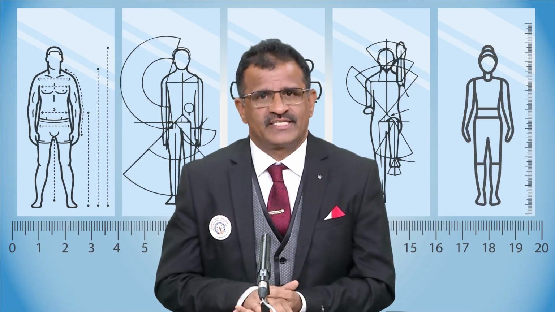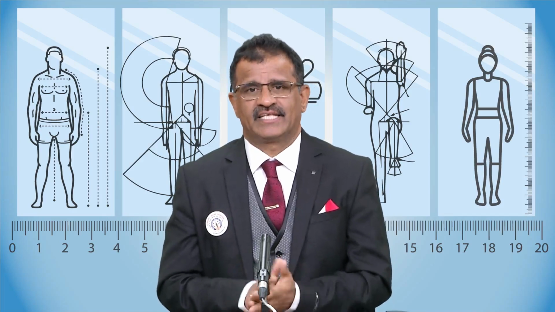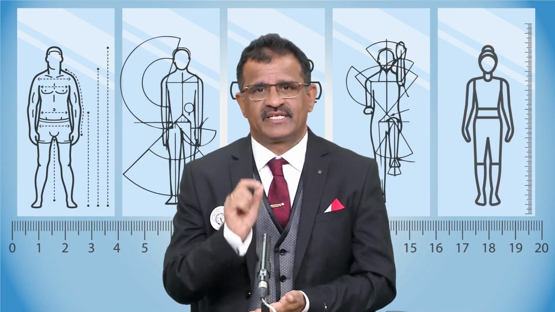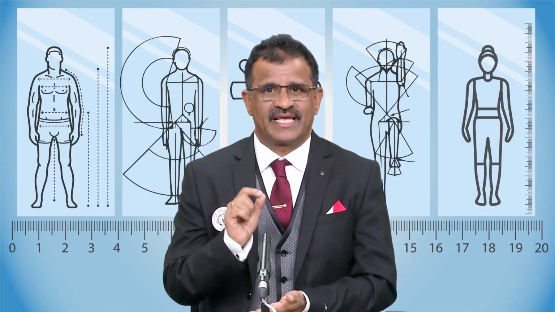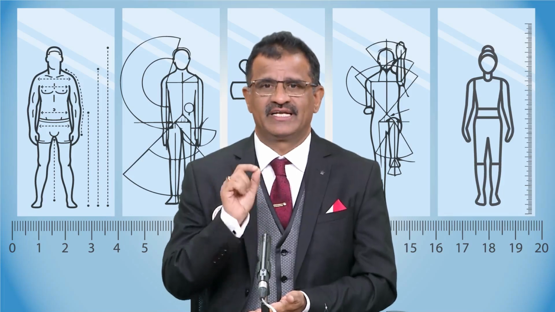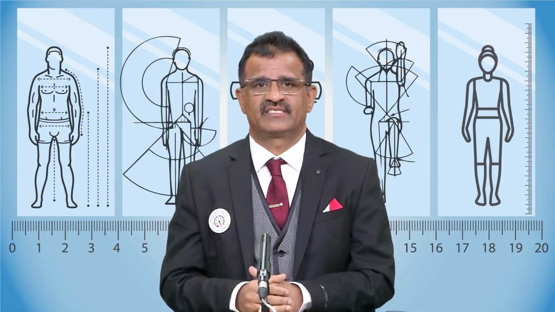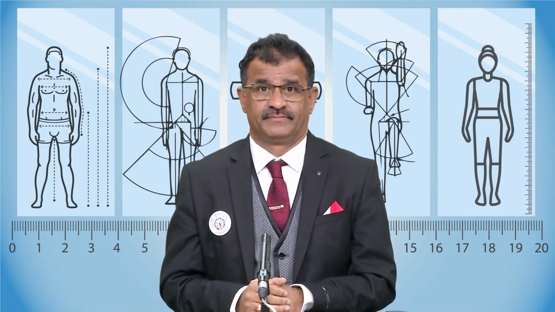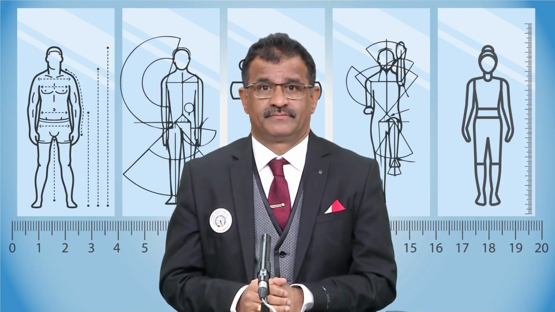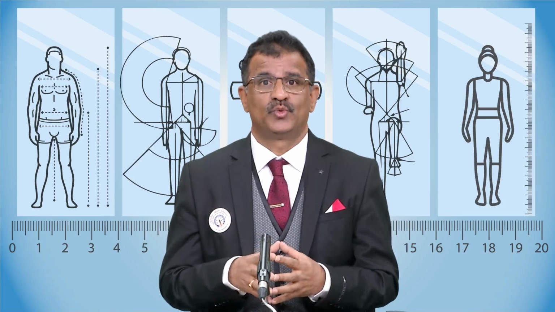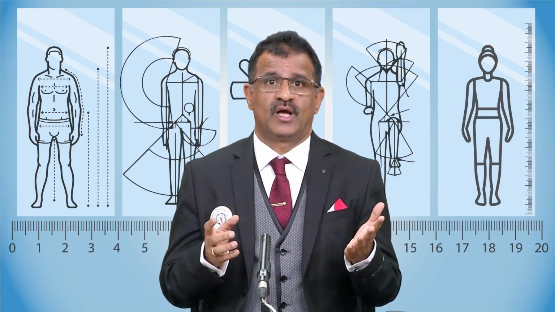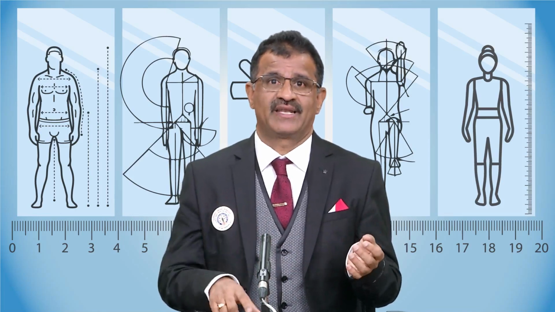Now let us know what is anthropometry. As I told in the beginning, anthropometry is a separate subject which deals with the measurements and proportions of human body. That means we have to break up this word into 2, anthropos and metron.